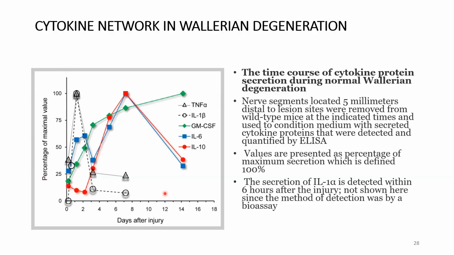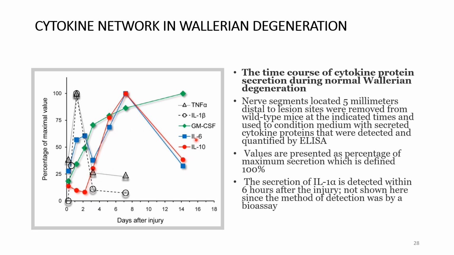This is the cytokine network in Wallerian degeneration. That is, this is the time course of the cytokine protein secretion in normal Wallerian degeneration. You see here, days after injury, this is the percentage of maximum value. So, what is this? This is interleukin 10, which is low initially. Then it is increasing. That is the anti-inflammatory cytokine. Okay. So, it is increased very late.